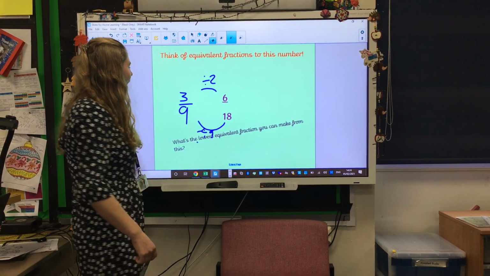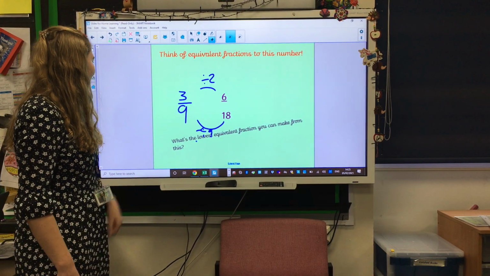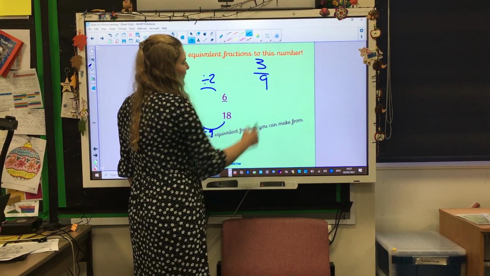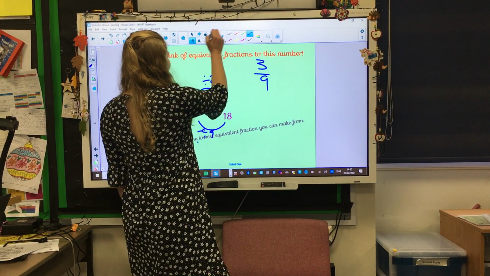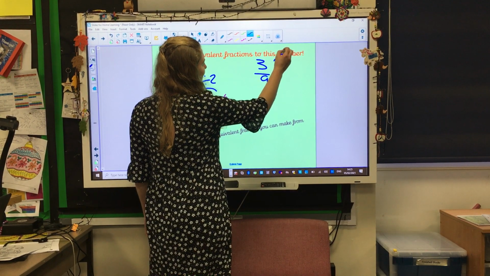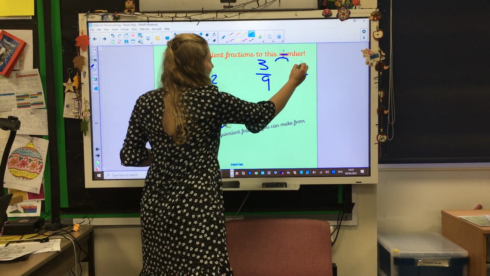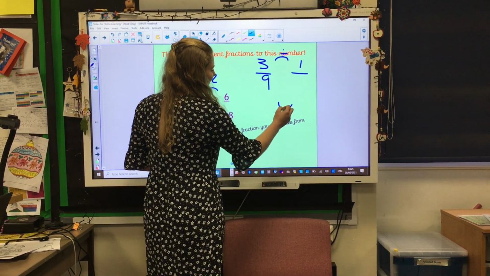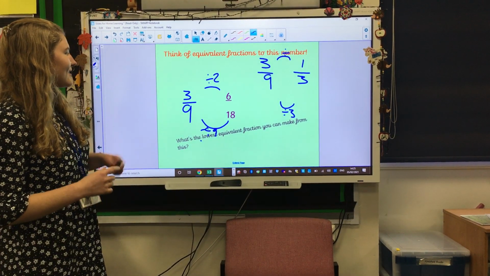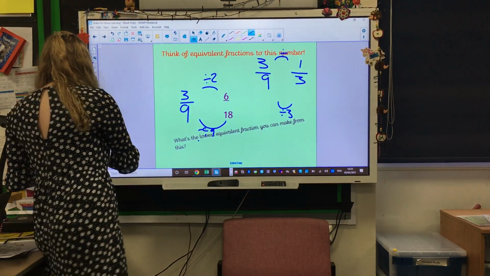Fabulous. So, can we get it smaller? Yes, we can. Do you know what we're going to do now? We've got 3/9. Just for fun, let's get this one smaller. We can divide it by what, children? We're going to divide it by 3. So 3 divided by 3 is 1. 9 divided by 3 is 3. Okay, so 6/18 is the same as 1/3. I don't think we're going to get much smaller than that. So let's leave it there.